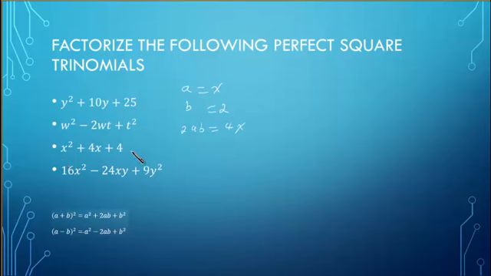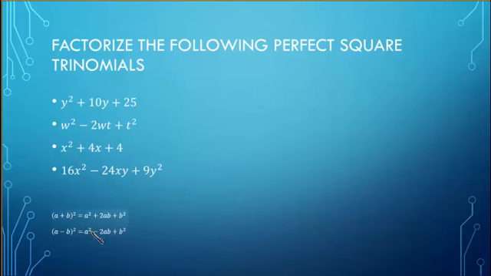So this is a perfect square. The first term is a perfect square, the last term is a perfect square, and the middle term is twice the product of the square roots of the first term and the last term. So this factorizes as a plus b, which is x plus 2 quantity squared. So you can expand this back and see that you get this, right? It's going to be the first term squared, x squared, 2 times x times 2, which is 4x, and the last term squared, 4.